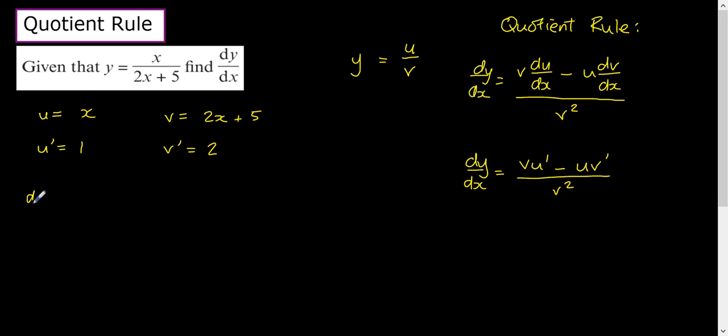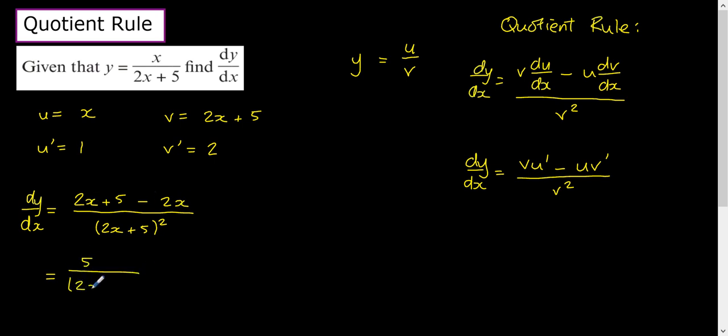So let's apply that rule then. So dy by dx is v times du, so 1 times 2x plus 5, minus u times dv, which is the 2x, so x times 2, divided by v squared, so we've got 2x plus 5 squared. Simplify it down, 2x minus 2x is 0, so we end up with 5 over 2x plus 5 squared. And that's as simple as that one goes. No need to go any further.